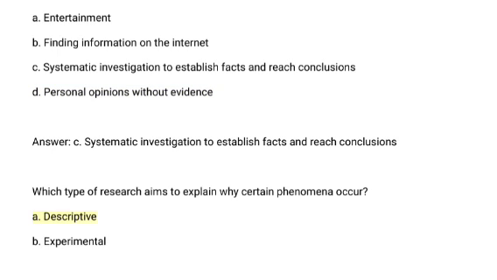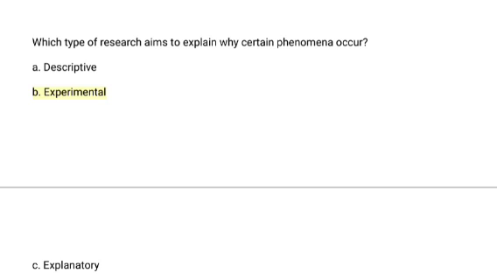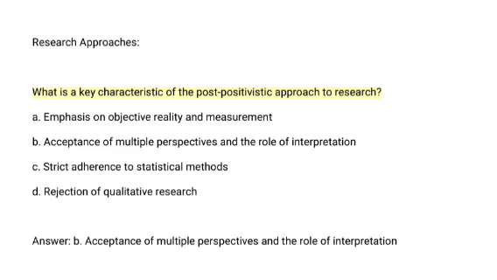Which type of research aims to explain why certain phenomena occur? A. Descriptive. B. Experimental. C. Explanatory. D. Historical. Answer. C. Explanatory. Research approaches. What is a key characteristic of the post-positivistic approach to research?